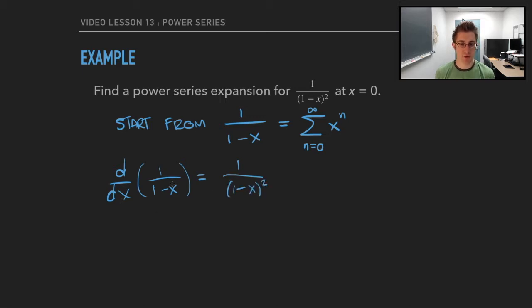Using the chain rule, I have 1 over something, I differentiate that, I get 1 over that thing squared with a minus sign, but then the derivative of 1 minus x is minus 1, so the minus signs cancel, and I get this. So if I know that the derivative of 1 over 1 minus x is the power series, the function that I want to find the power series expansion of, by what we said in the previous slide, I can just differentiate this term by term.